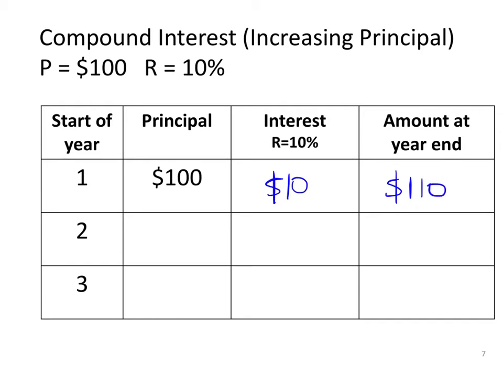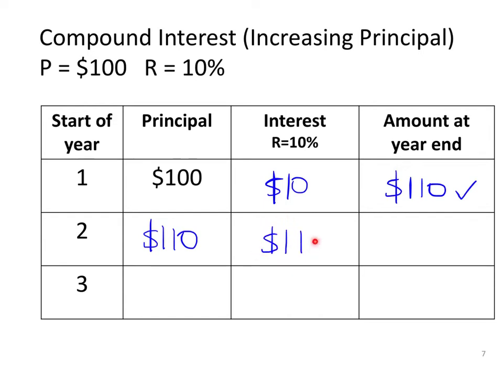Then, at the beginning of the second year, the principal will no longer be $100. In fact, it will be $110. This will be our new principal. In fact, this is the sum of the principal and the interest in the first year. And so, in the second year, the interest will be $110 multiplied by 10%, and this will be $11.